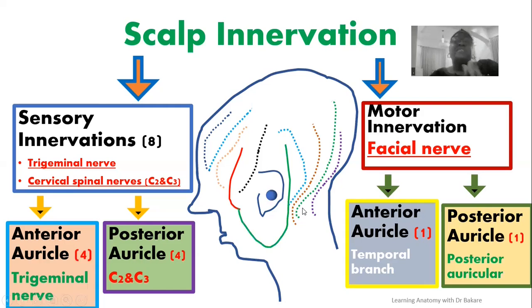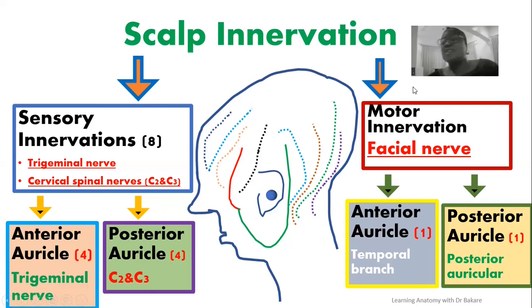But for the sensory innervation, we have 4 branches in the anterior part of the auricle, and we have 4 branches behind the auricle. While in the motor innervation, we have a branch from the facial nerve that is seen to supply the anterior region of the scalp. And we also have another branch from the same facial nerve giving off motor innervation to the posterior region of the scalp that is located behind the auricle.